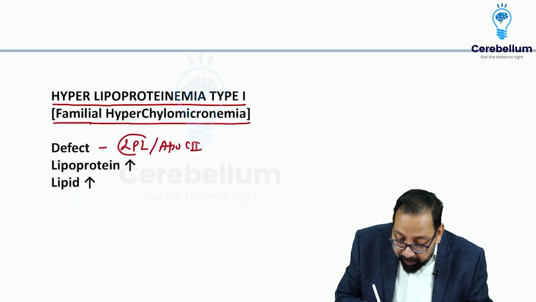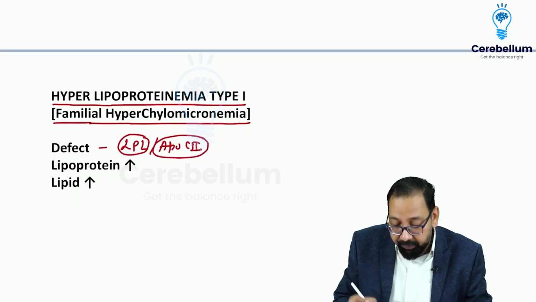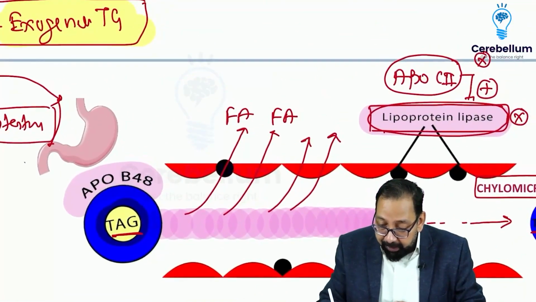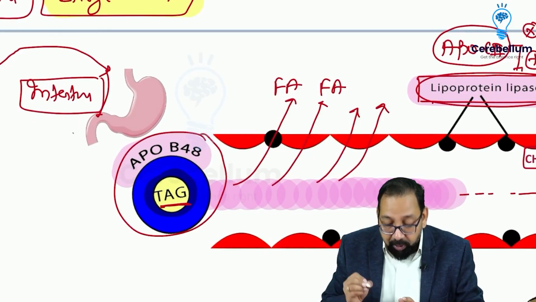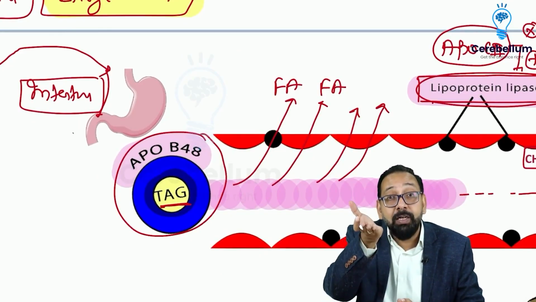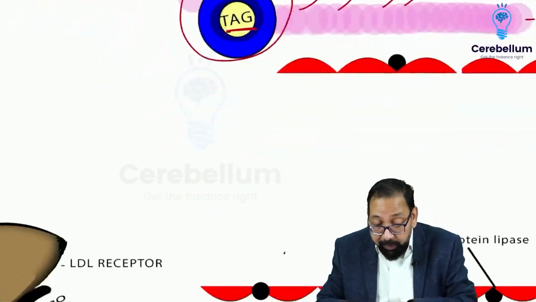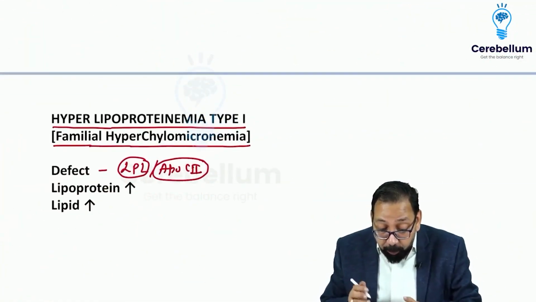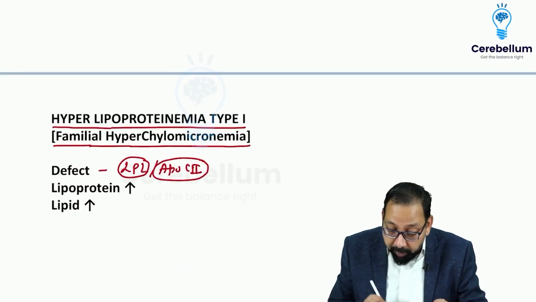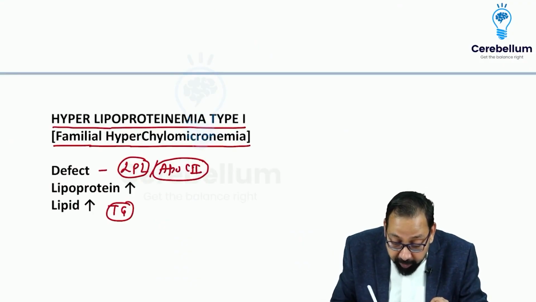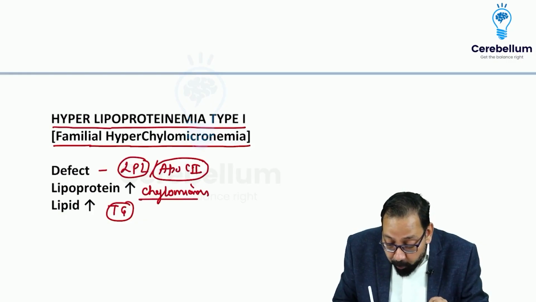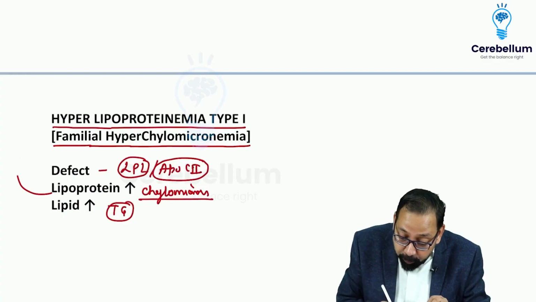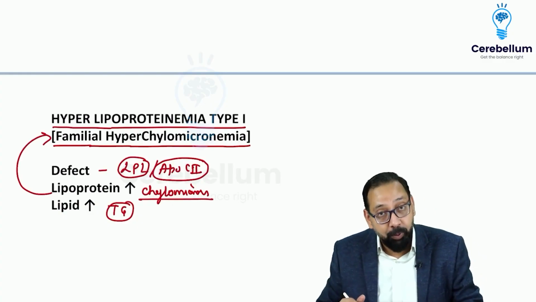If lipoprotein lipase or ApoC2 is defective, then chylomicron will not be metabolized. Chylomicron will increase in blood. Chylomicron contains triglyceride, so triglyceride is increased in blood. Because chylomicrons are increased, it is called familial hyperchylomicronemia.